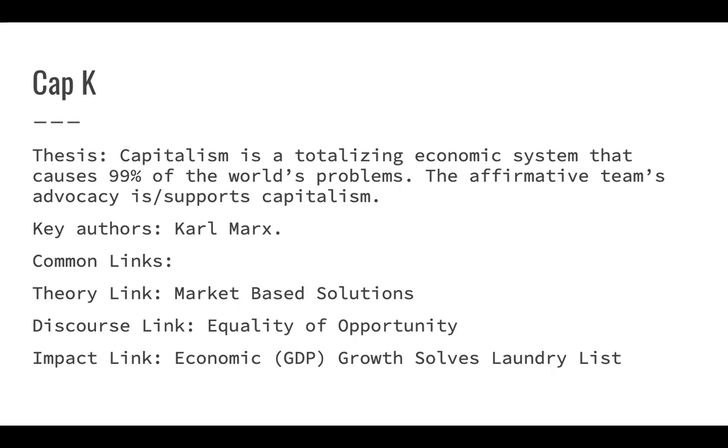One of the core benefits of the cap K is that there are lots and lots of people who hate capitalism and love to write on the internet, which is not true for all the arguments. So basically everything under the sun has been critiqued from an anti-capitalist perspective, which is really good if you're trying to cut links to everything under the sun. Some common links: a theory-based link might critique the market-based solutions of the affirmative. A discourse link might link to how they talk about the equality of opportunity. An impact link might be talking about how the affirmative team is arguing that economic growth, particularly gross domestic product growth, is going to solve a laundry list of problems.